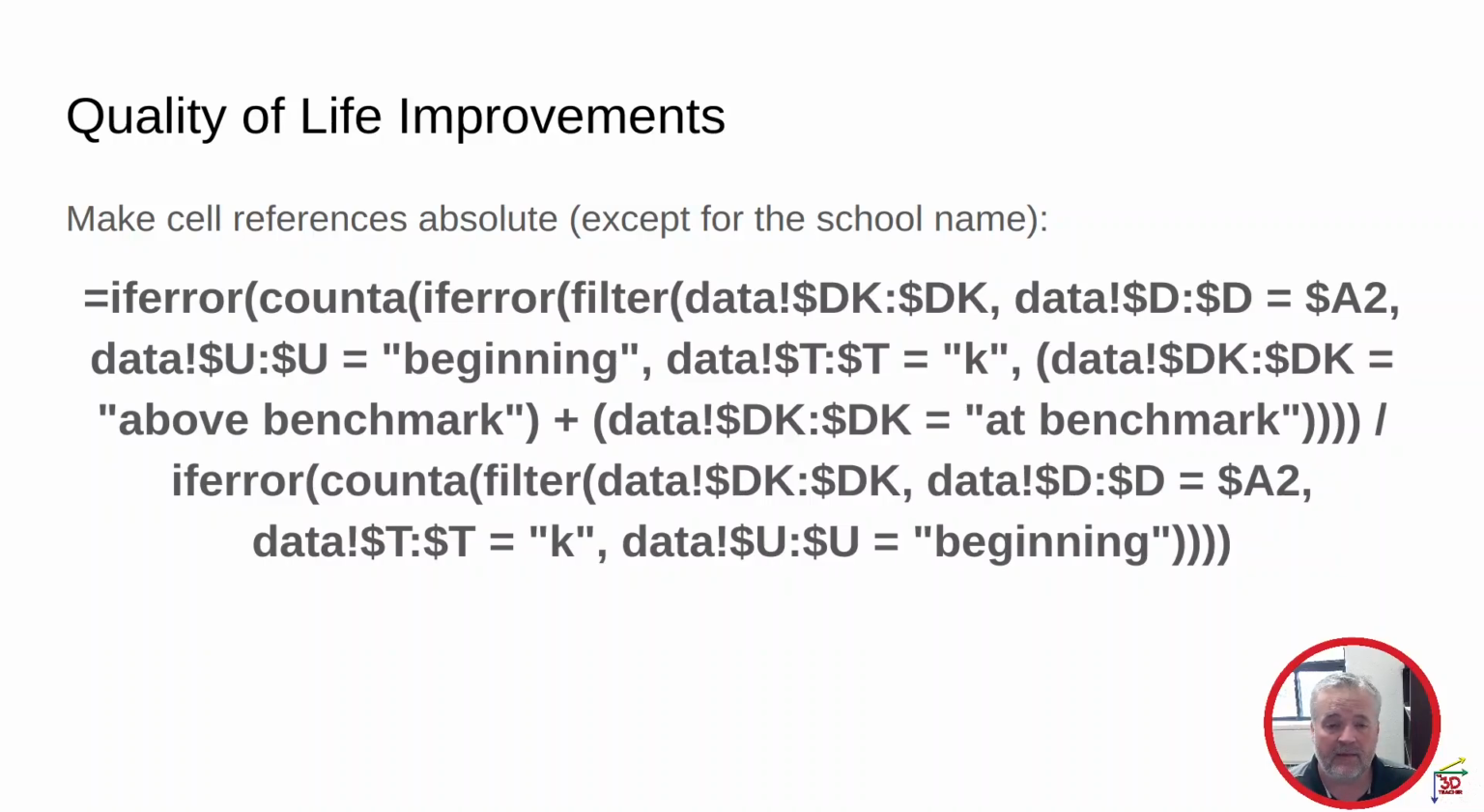The other thing that you can do is build the same formula for your growth scores, which we saw on my sample, but it's the exact same formula. You're just looking, instead of at benchmark and above benchmark, for typical, above typical, and well above typical. But you just build the formula the same way.